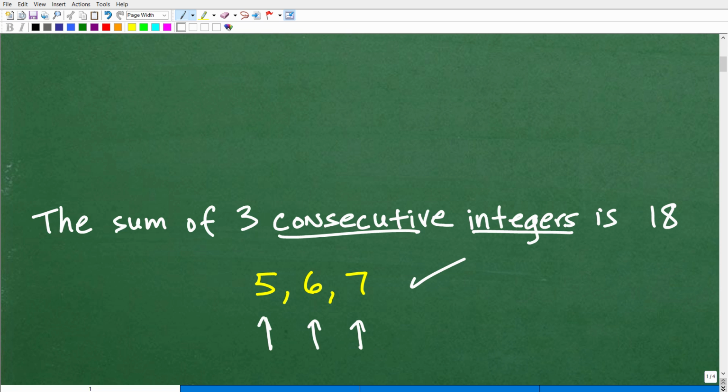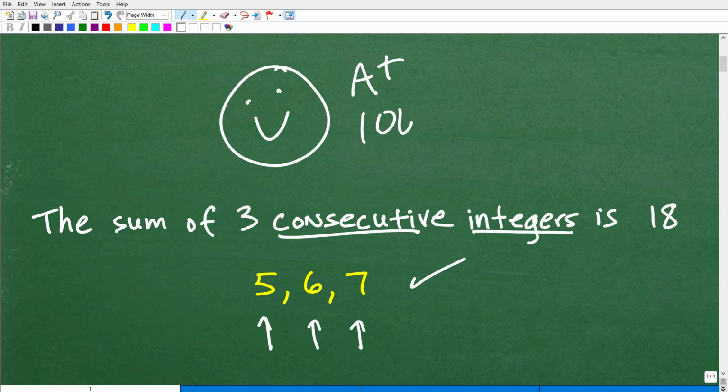And if you got this correct, well, let me give you a nice little happy face, an A plus, a 100%, and a few stars so you can have an extra special day.